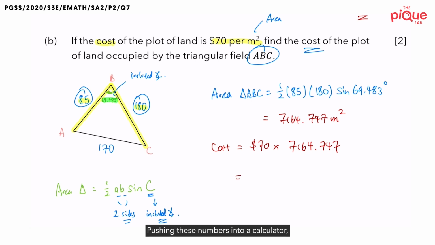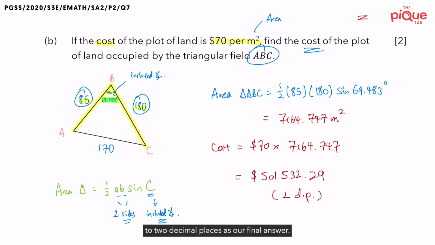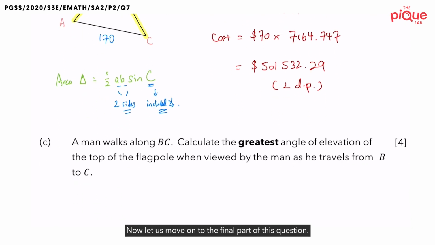Pushing these numbers into a calculator, we will get out $501,532.29 to 2 decimal places as our final answer. Now let us move on to the final part of this question.